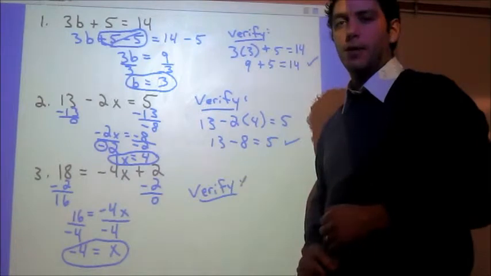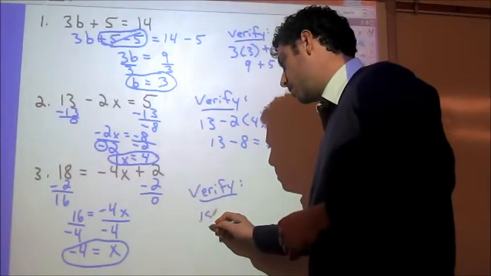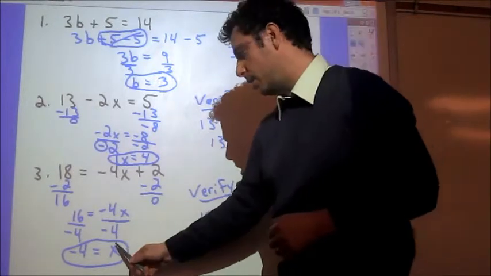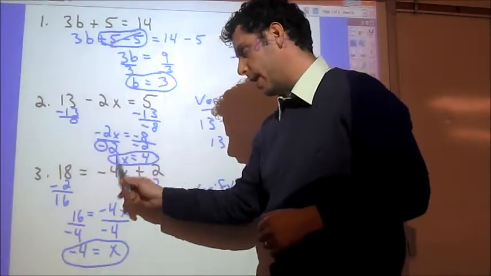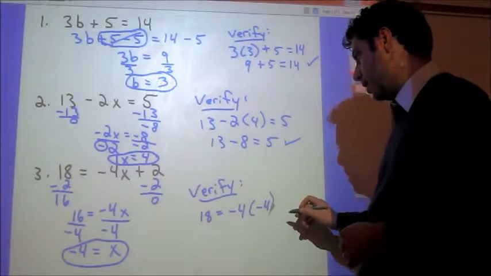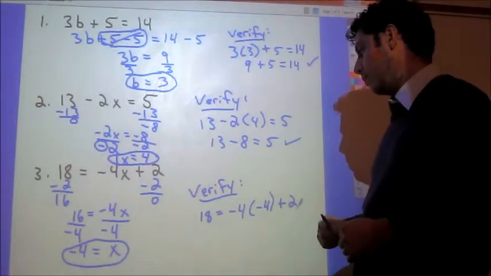So let's just make sure we've done that right. We haven't made any mistakes. Take the original equation, 18 is equal to negative 4 times x plus 2. We can substitute what we're saying x is for the letter x up here. So that's what we'll do, negative 4, and then we'll be adding positive 2.